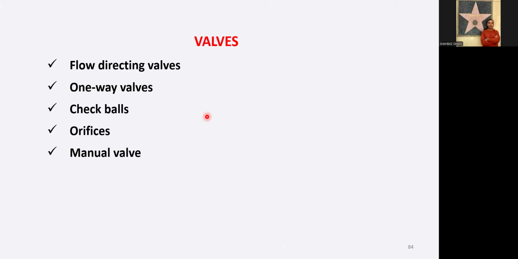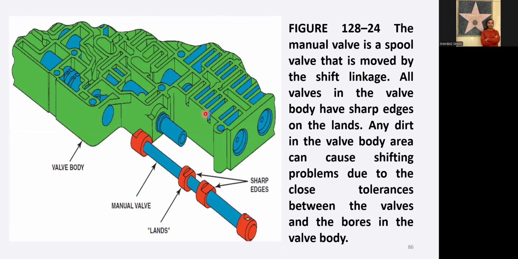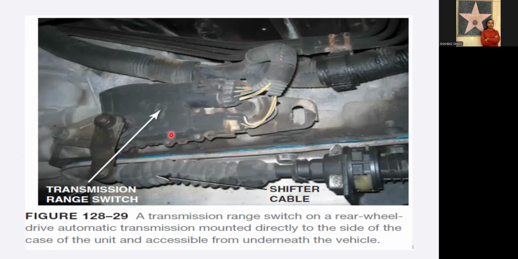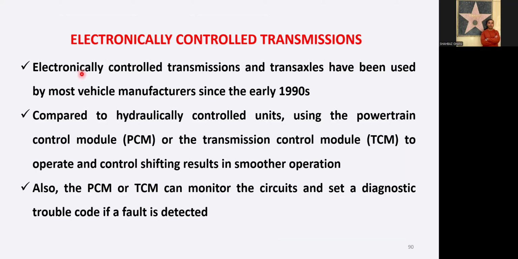flow directing valves, one-way valves, check valves, orifice, and manual valves. Then we talked about the check valve, the manual valves, the transmission range switch and the shifter cable. And these were the input sensor, output sensor, range sensor, and solenoid controls. And then we have the electronically controlled transmission. These were the previous lectures which we have studied.